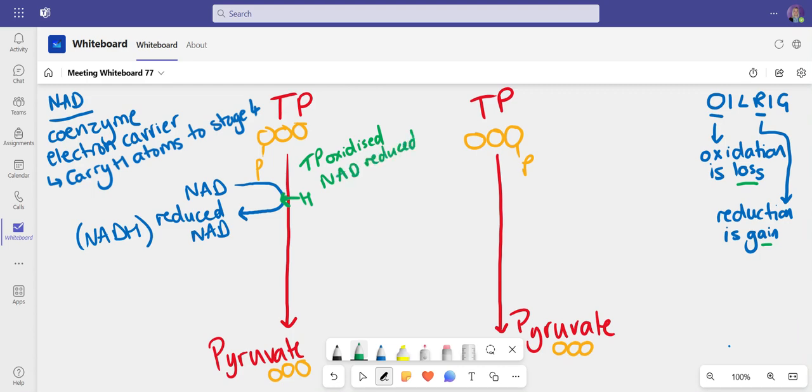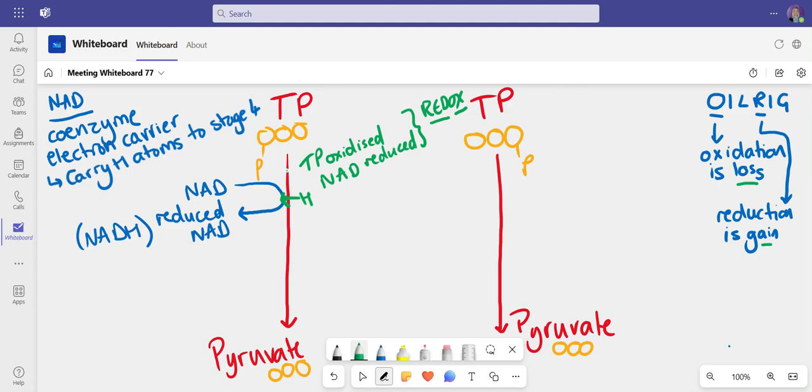Okay, now that reaction that's happened just there is what we call a redox reaction. RED, because the NAD was reduced, OX, because the TP was oxidized. So anytime a hydrogen is passed from one place to another, there's a redox reaction because one of the molecules has given the hydrogen away and one of them has gained it. So one's been oxidized and one been reduced at exactly the same moment. Okay.